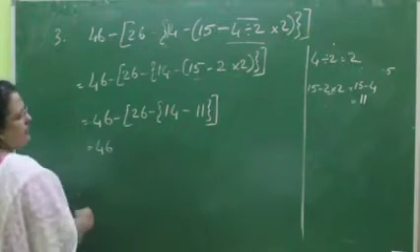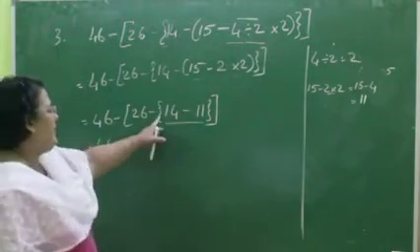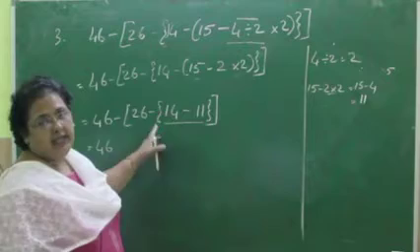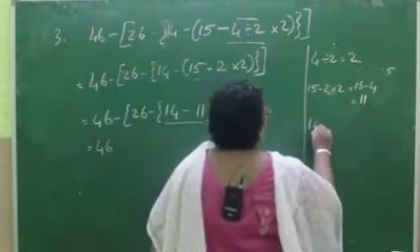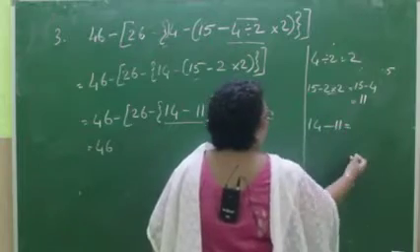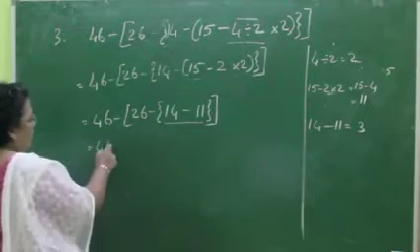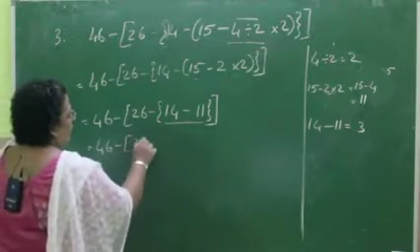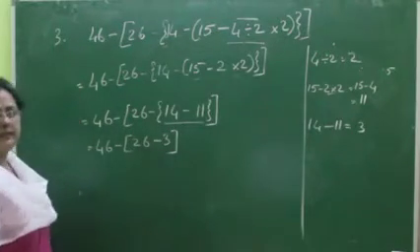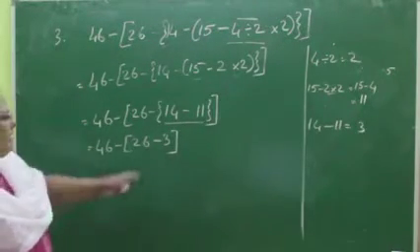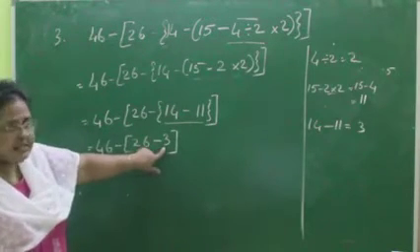Now 46, which one do you have to do? This you have to do, 14 minus 11, because that is inside the curly bracket. After the common bracket you have to do the curly bracket. So 14 minus 11, what is 14 minus 11? It is 3, you will get 3 as the answer. So 46 minus 26 minus 3. I hope it is clear. So the problem inside the curly bracket is done, and we got the answer as 3.